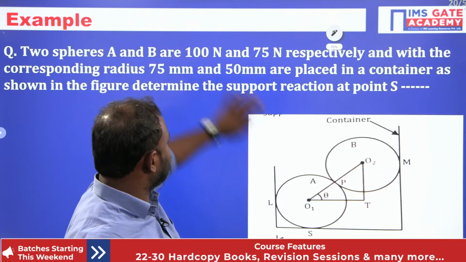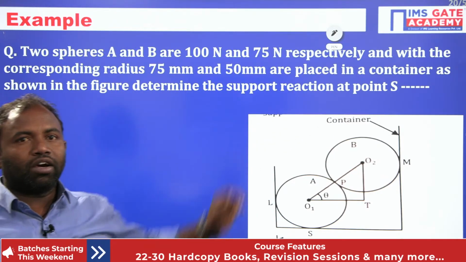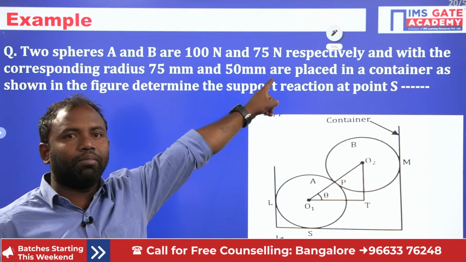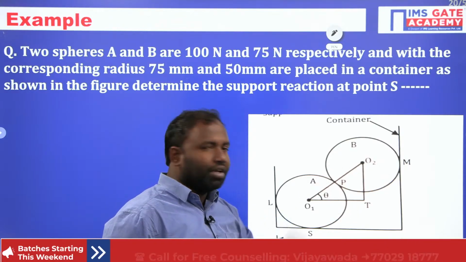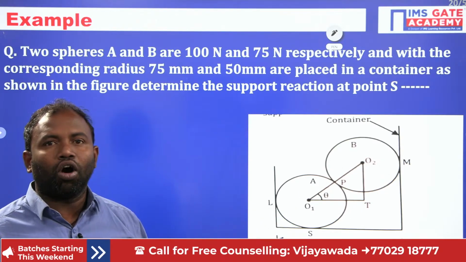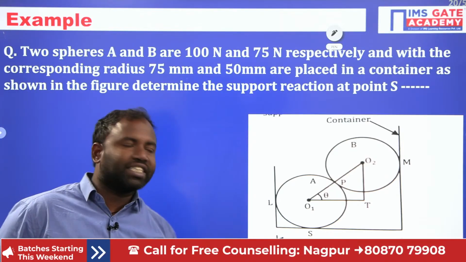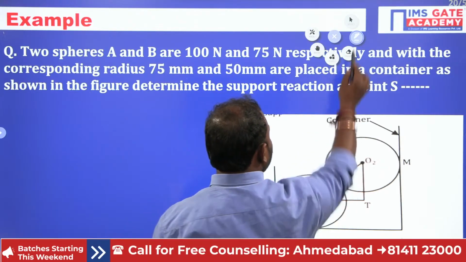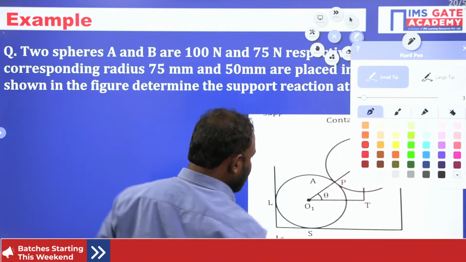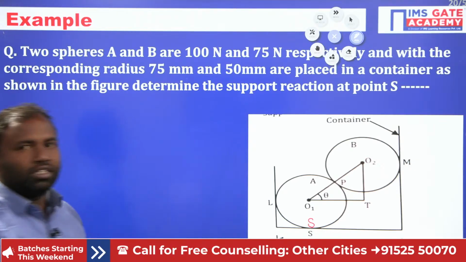Sphere A's weight is 100 newtons, sphere B's weight is 75 newtons, with corresponding radii of 75 mm and 50 mm. So this one has a 75 mm radius, this one has a 50 mm radius, and they are placed in a container as shown in the figure. Determine the support reaction at S. Okay, guys, at this point you need to find the support reaction.